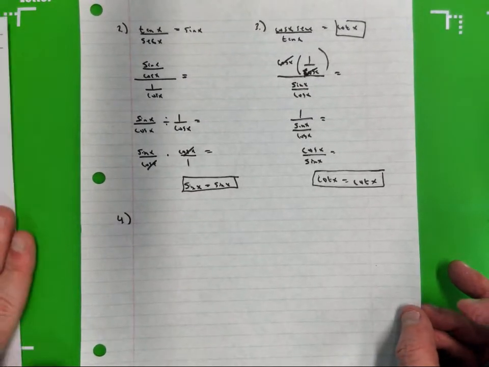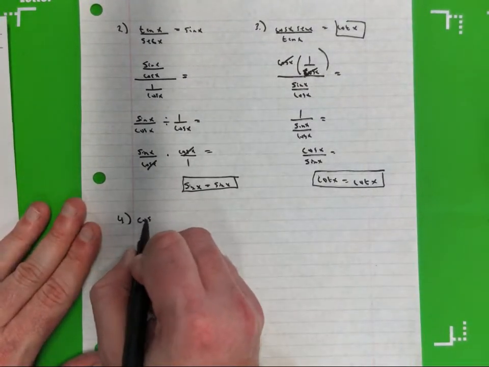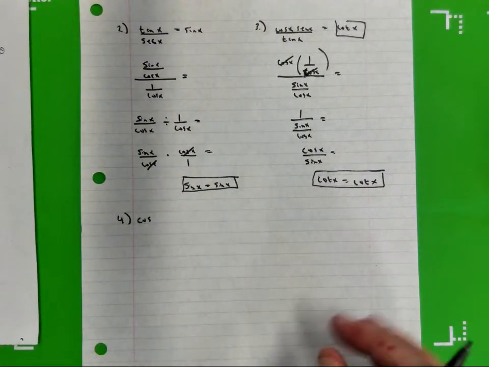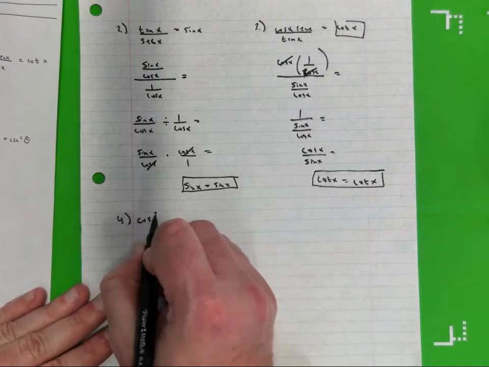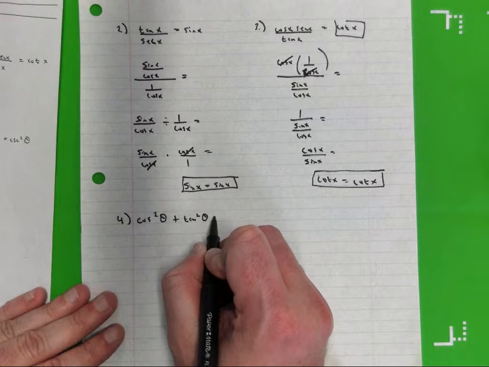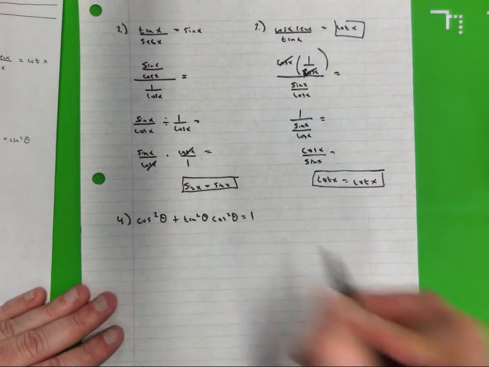Number 4. And once again, this is your homework coming off page 3 and page 4, 1 through 12. Cosine squared theta plus tangent squared theta times cosine squared theta equals 1.